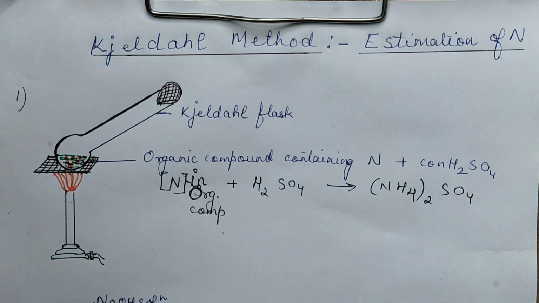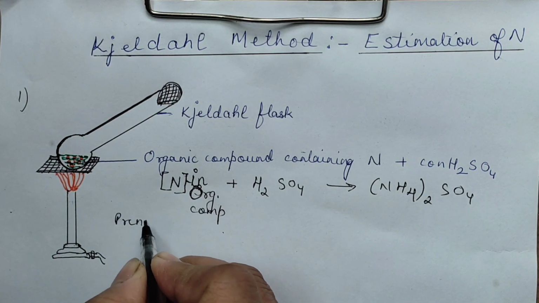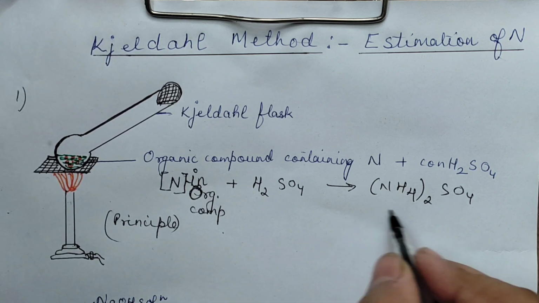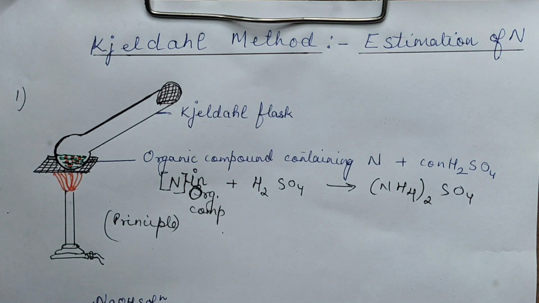You can complete the estimation in 3 steps. The first step is this. And in this step, what is the principle in it? The principle in this is to remove the nitrogen of the organic compound as ammonium sulfate. Right? So this is the first step completed. Now let's move on to the second step.